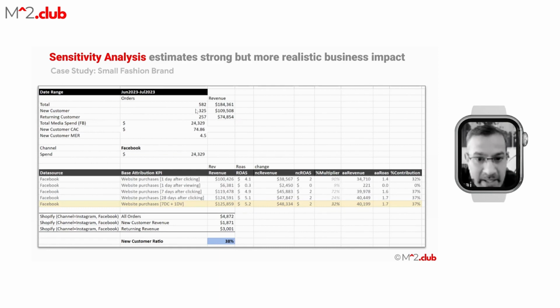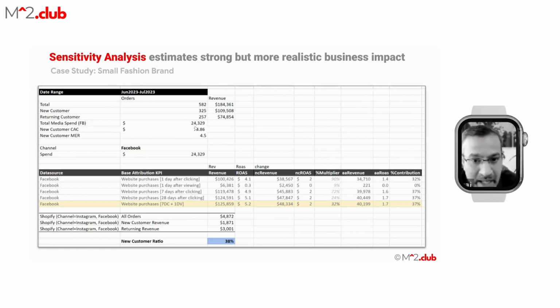Okay, in this particular case, they drove about $184,000 in total revenue in these 2 months, June, July. Out of the $184,000, about $110,000 is new customer revenue, and about $75,000 is existing returning customer revenue, right? This is the breakdown, okay? Roughly 110 to 75,000.